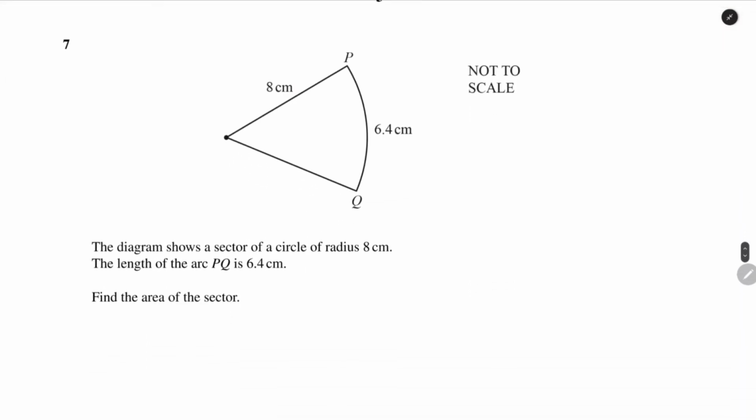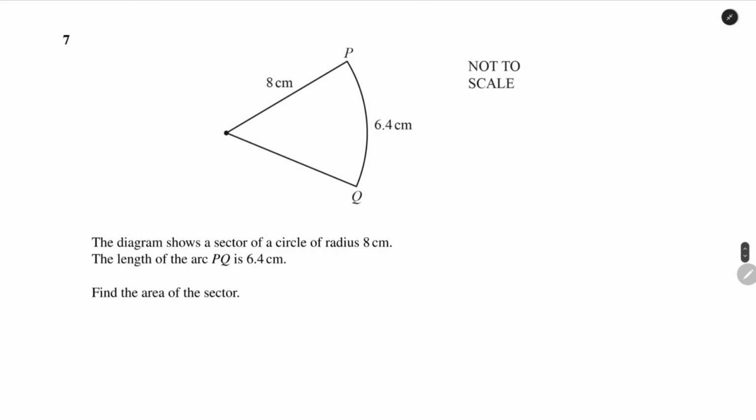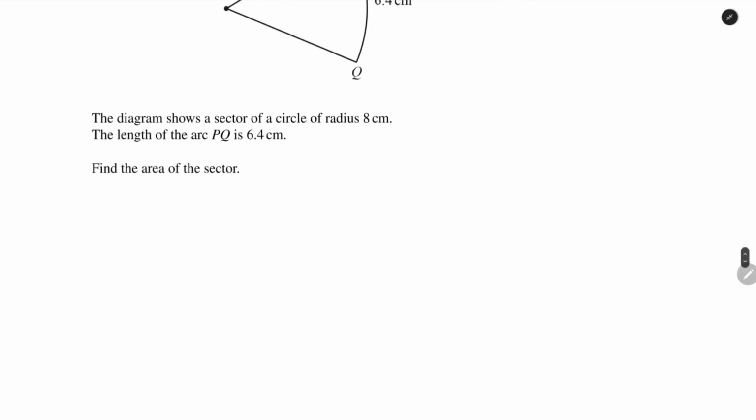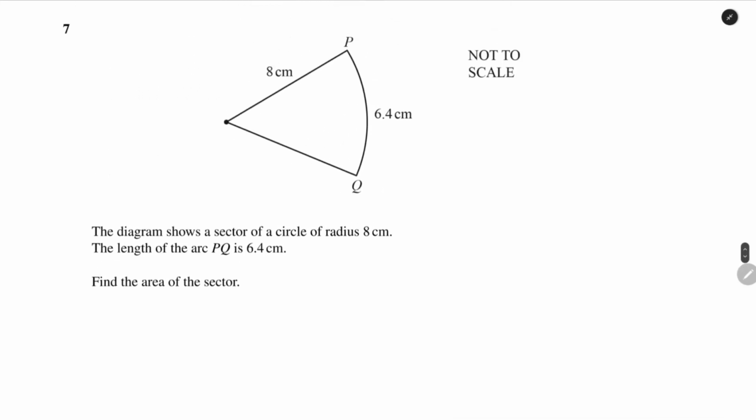Okay, on to the next question. Here we are told that the diagram shows a sector of a circle of radius 8 centimeters. The length of the arc PQ is 6.4 centimeters. And we have been asked to find what? The area of the sector.